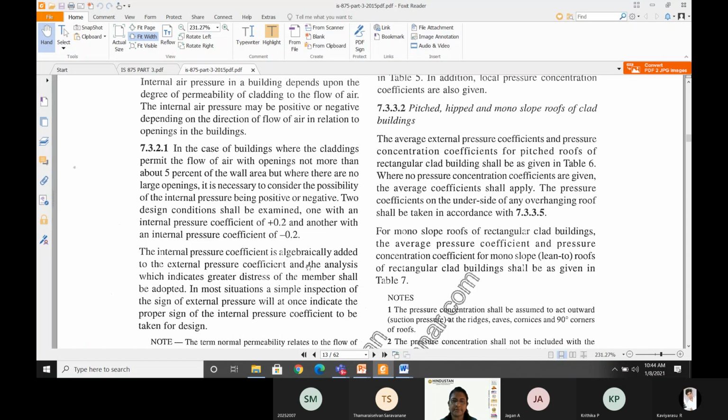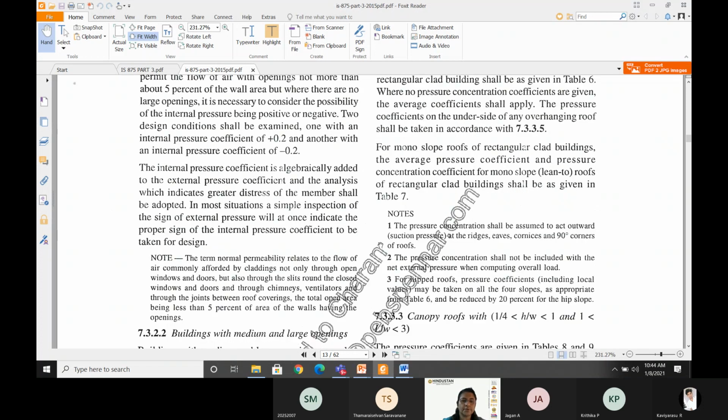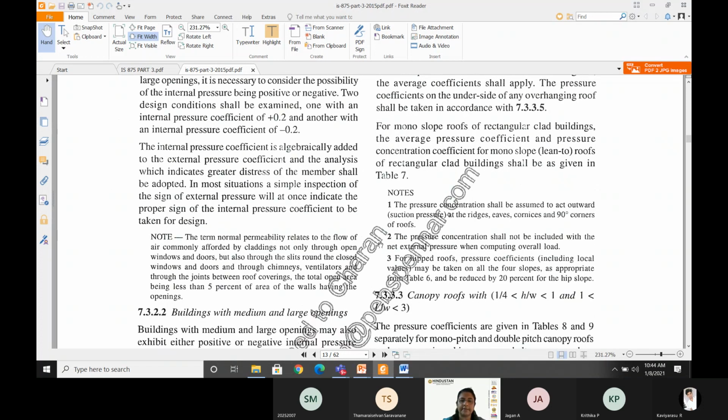So here this internal pressure coefficient purely depends upon the openings. If the percentage of opening, if there is 20% opening, what is the value of CPI? If it is more than that, what is the value of CPI? So that information is given in the codal provisions. Okay, so that is what is called CPI.